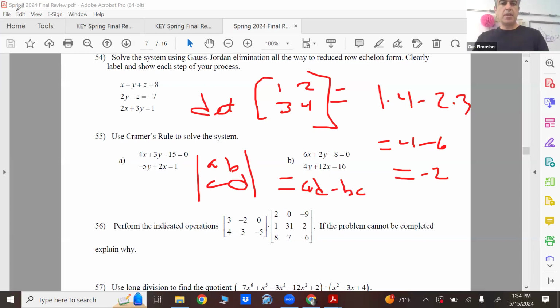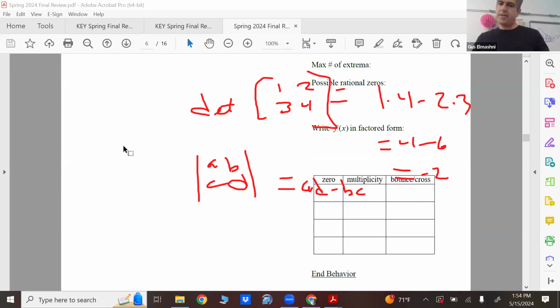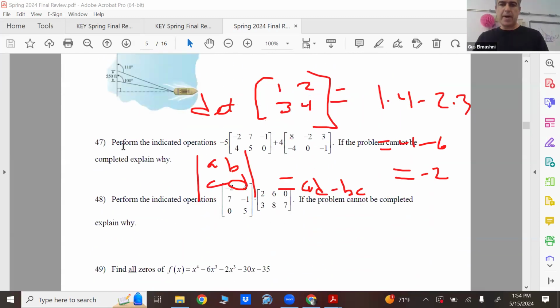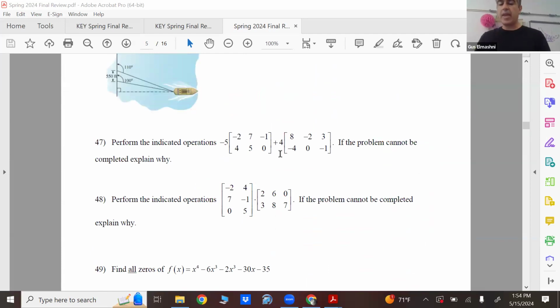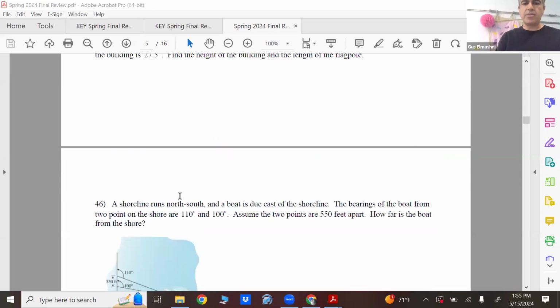Cool. And the last one, it's just simply combining stuff with matrices. No matrix multiplication, more like 4 A minus 5 B. Distribute the negative 5, distribute the 4, add them up. That's all. Right? So there's a quiz. All right. So if you want to do the quiz a little later, you can.